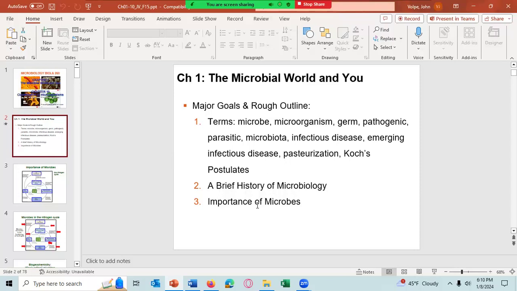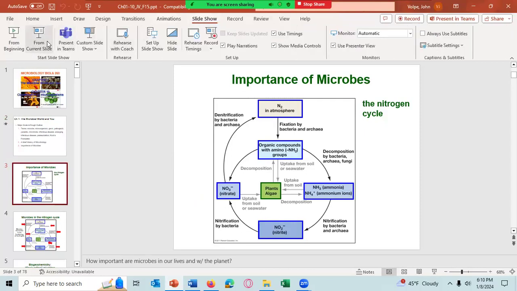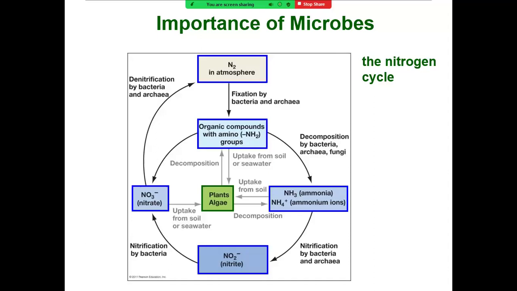And chapter 3 will cover the importance of microbes. We'll begin talking about the importance of microbes in the nitrogen cycle. Let me see if I can blow this up. There we go. So you can say that nitrogen starts in the atmosphere.